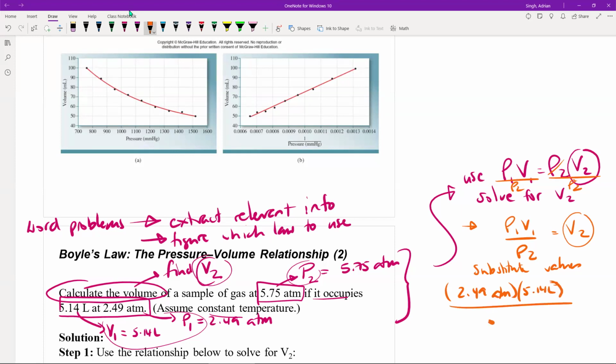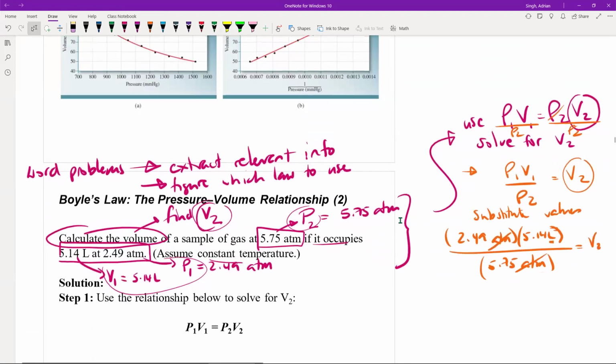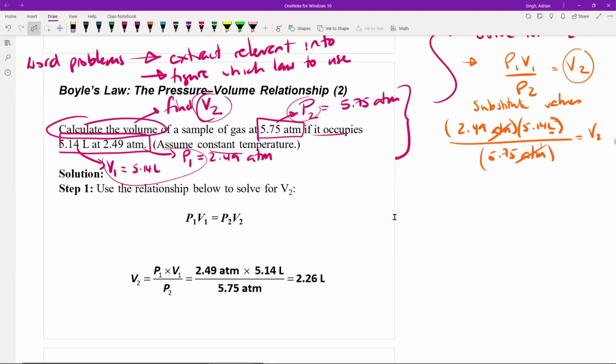P2 is 5.75 atmospheres. So now I can see my atmospheres cancel. The only unit I'm left with here is liters. That makes sense, I'm trying to find volume. So that tells me I did the algebra correctly. And then if you plug that into your calculator, you get 2.26 liters as your final volume, or as your answer in this question.